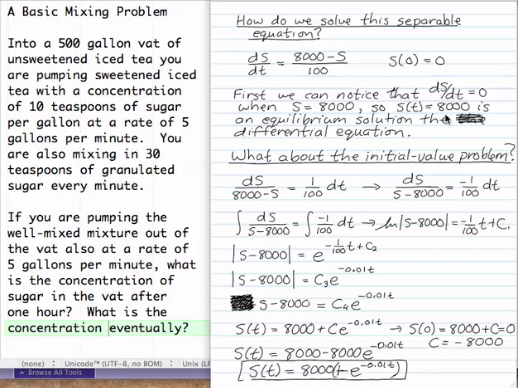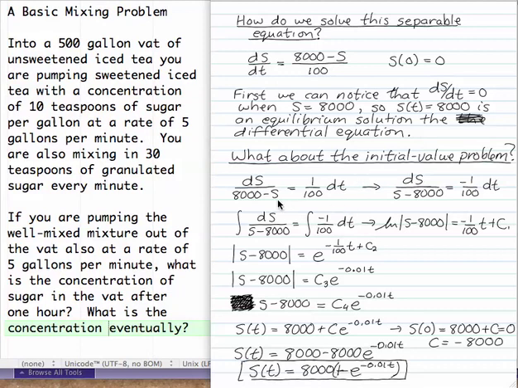So s(t) equals 8,000 is an equilibrium solution of the differential equation. That is, the derivative of 8,000 with respect to t is 0, and (8,000 minus 8,000) divided by 100 is 0. But what about the initial value problem?